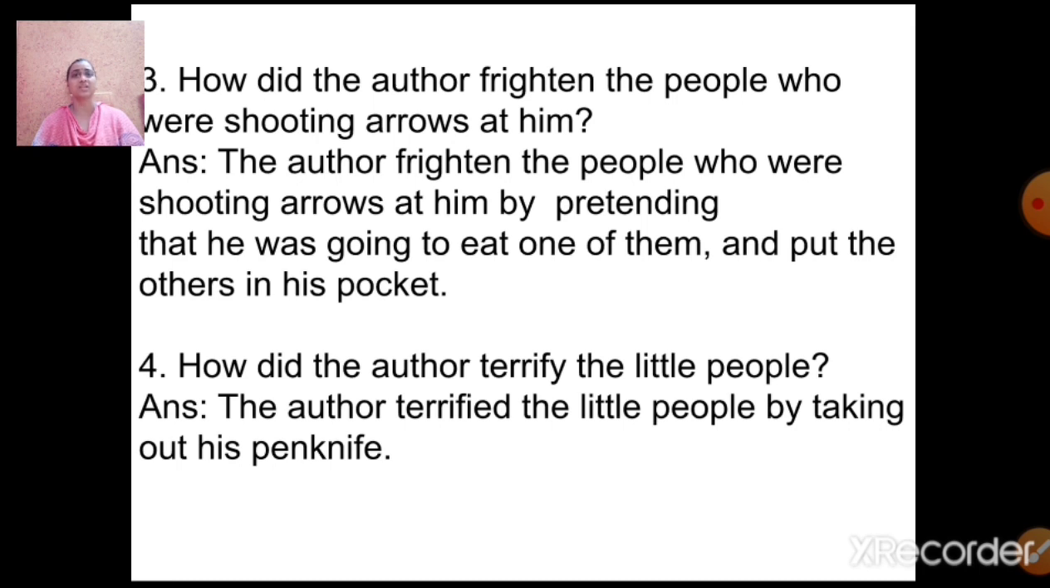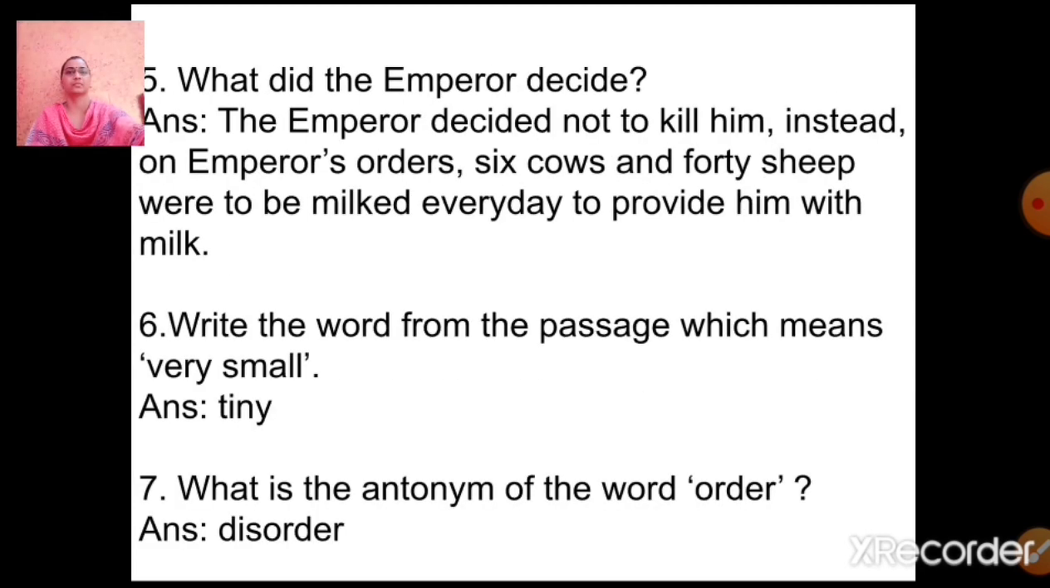Now, the next question is, how did the author terrify the little people? Now, again, we will go to the passage, we will find the answer, and then we will frame the answer in our own words. So the answer is, the author terrified the little people by taking out his penknife. Now, let's see the next question.